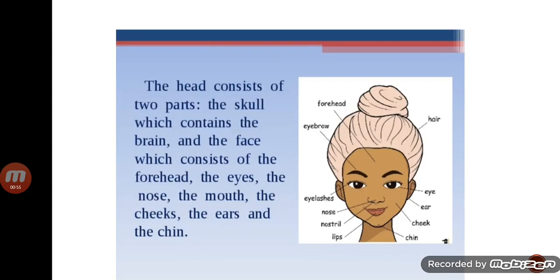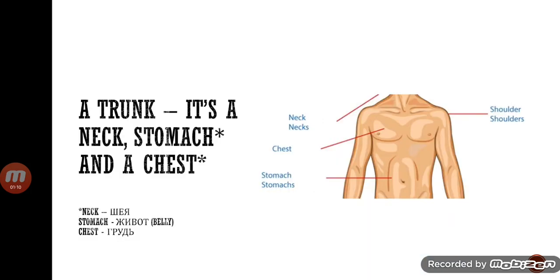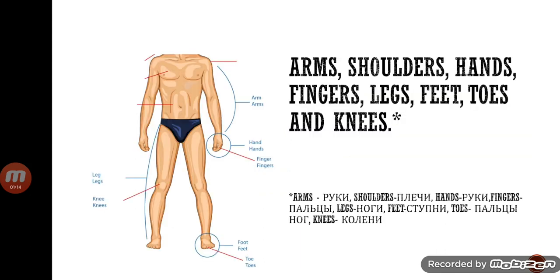The head consists of two parts, the skull, which contains the brain, and the face, which consists of the forehead, the eyes, the nose, the mouth, the cheeks, the ears, and the chin. The trunk is the neck, belly or stomach, and the chest. As far as limbs are concerned, it's a piece of cake: arms, shoulders, hands, fingers, legs as well as feet, toes, and knees.